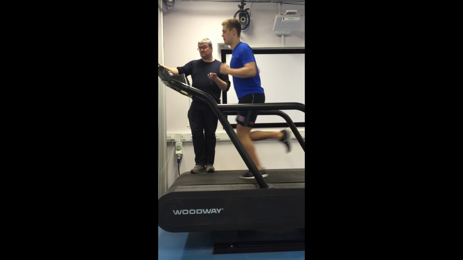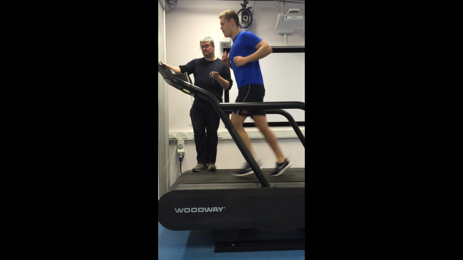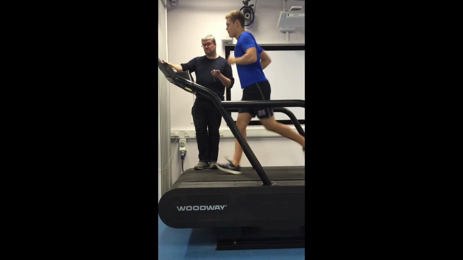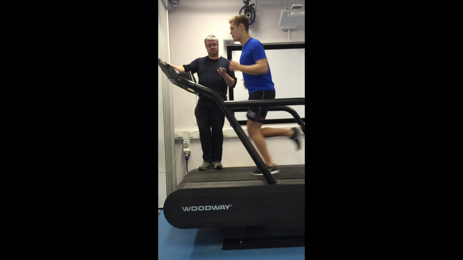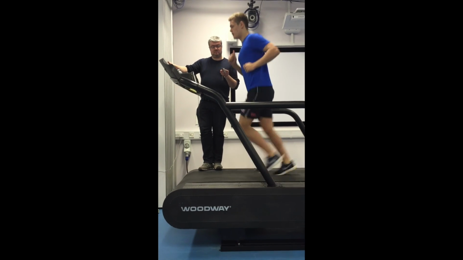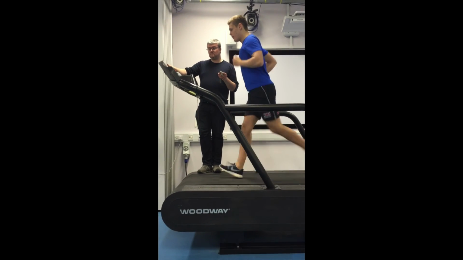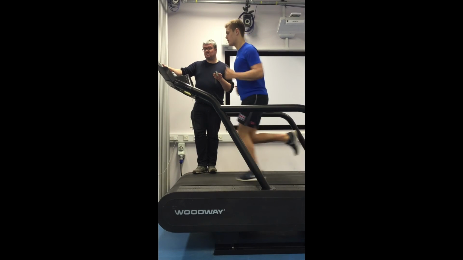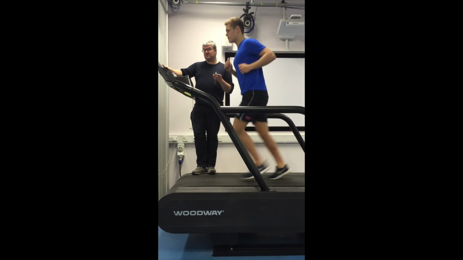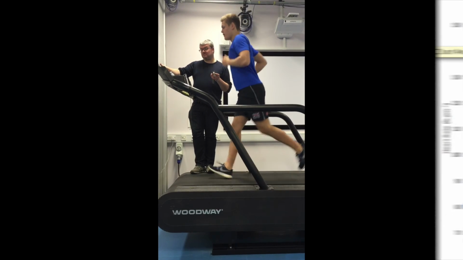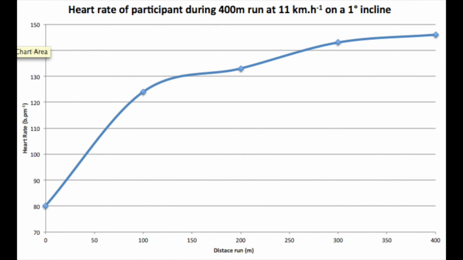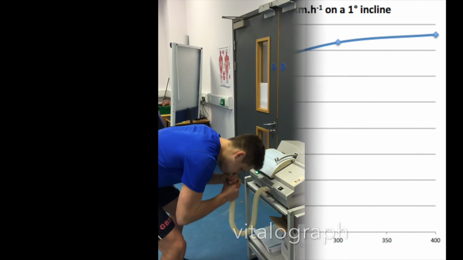The participant, while exercising, uses more muscles which need more oxygen in order to perform. This increases the heart rate of the participant, making them have a higher heart rate in running than walking. This graph shows a steady increase in our participant's heart rate during a run at 11 km per hour on a treadmill for the length of 400 meters, with a 1-degree incline.